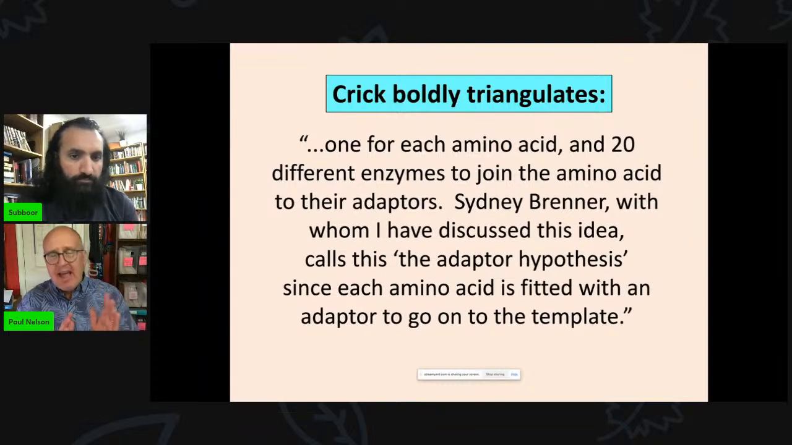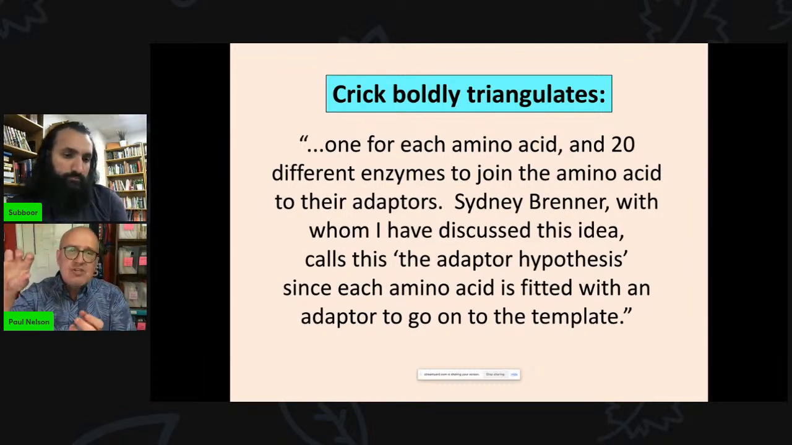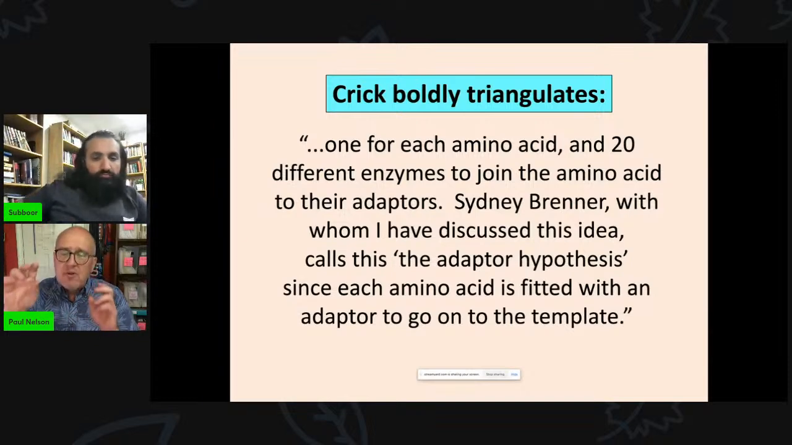Now, we've got our adapters. We've hypothesized our adapters. What else do we need? Well, something is going to have to attach the amino acids to the adapters in a very, very specific way. Those are going to be enzymes, and we'll need another 20 of them, okay?